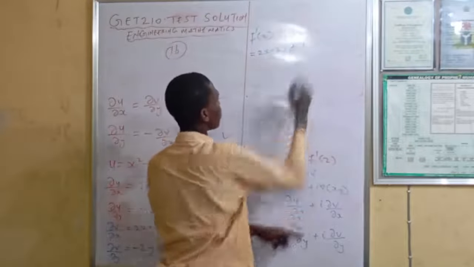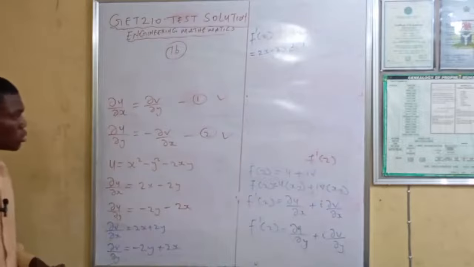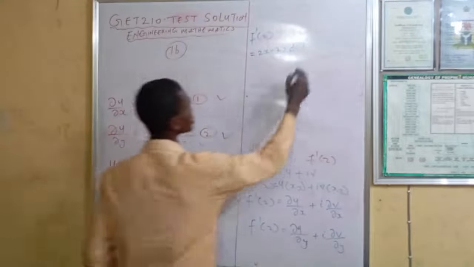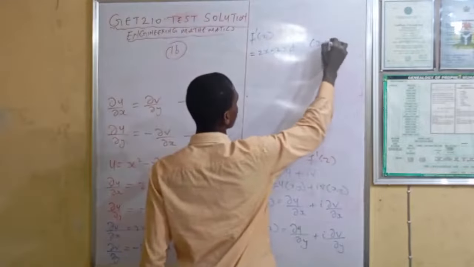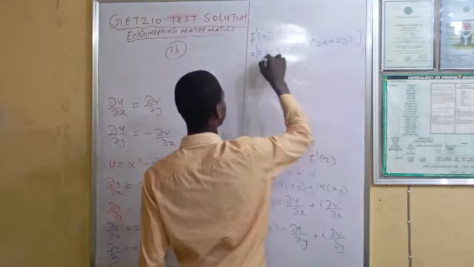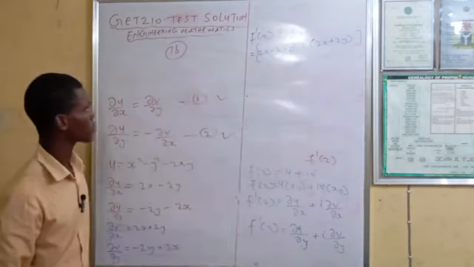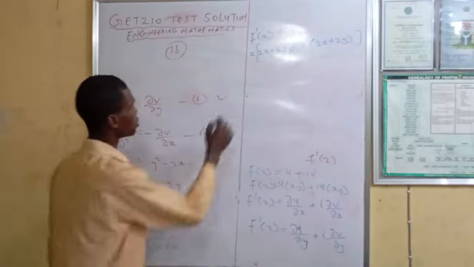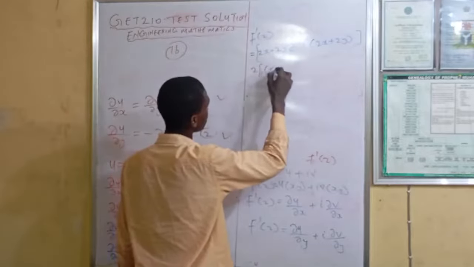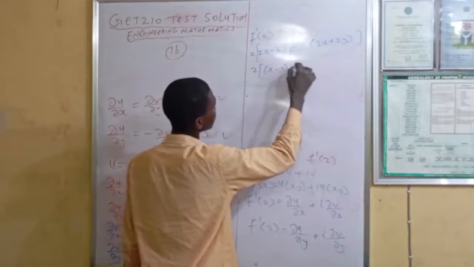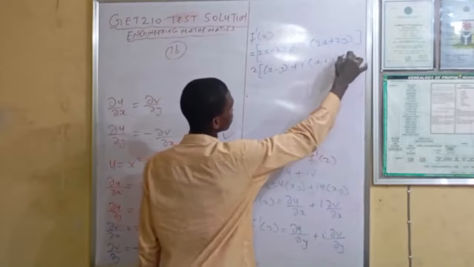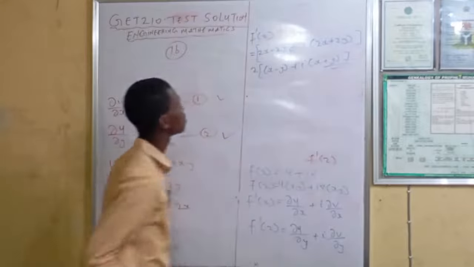i times the partial derivative of v with respect to x, which is 2x plus 2y. So this is your derivative, but you can factorize. Since 2 is common, I can factorize 2 from everything: 2 times (x minus y) plus i(x plus y). Then this is my answer.